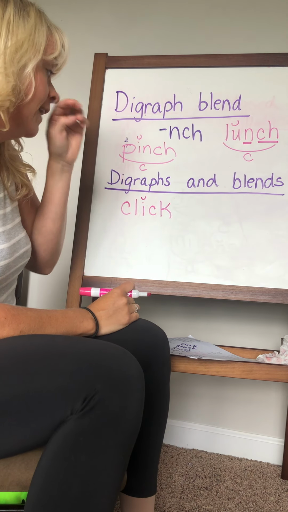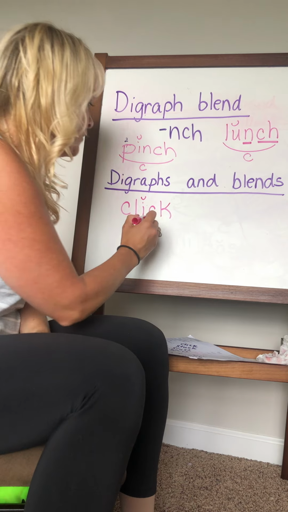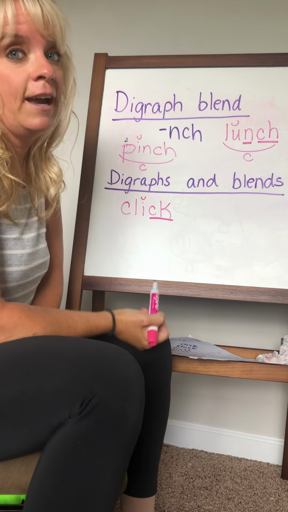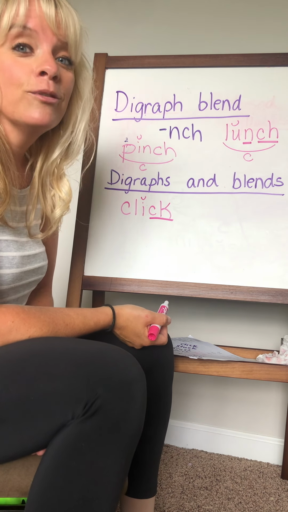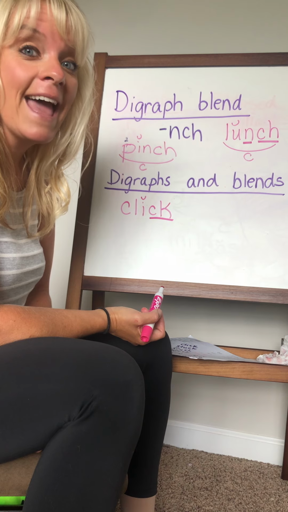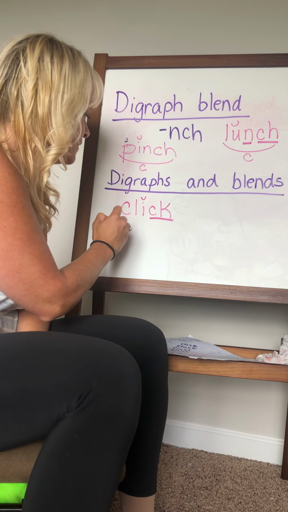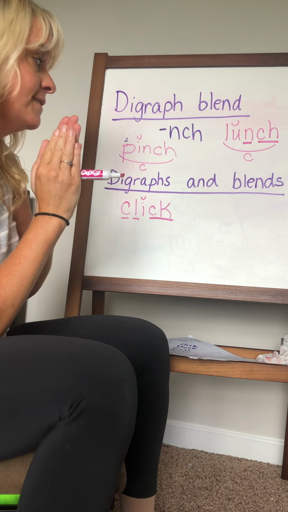So now I noticed right away, I see that CK. I remember we went over digraphs. So I'm going to underline that. There's a digraph at the end closing the door. But I also see something else. Do you see anything? I see a blend. CL is a blend. So we're going to put 2 separate lines because it's 2 sounds blended together.